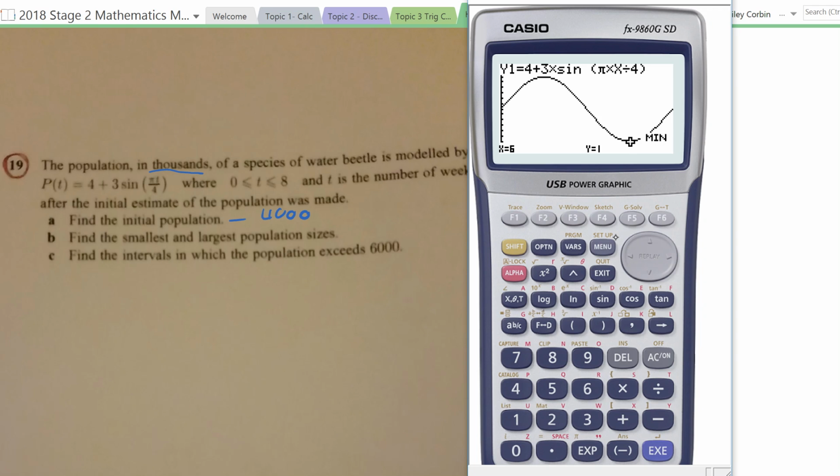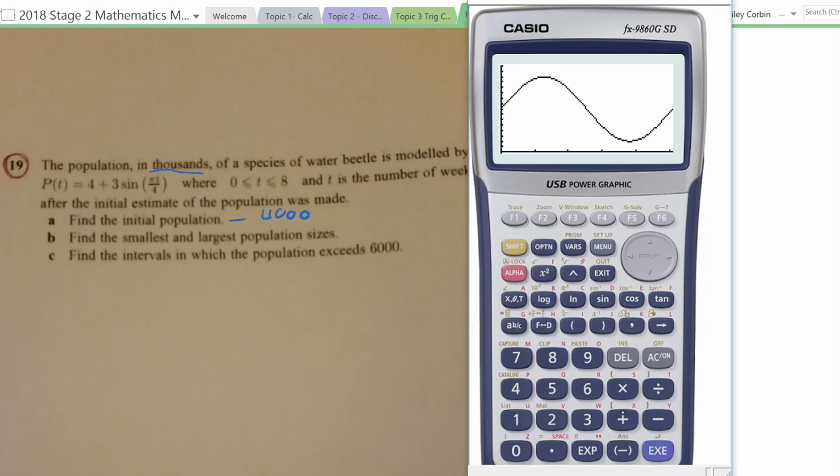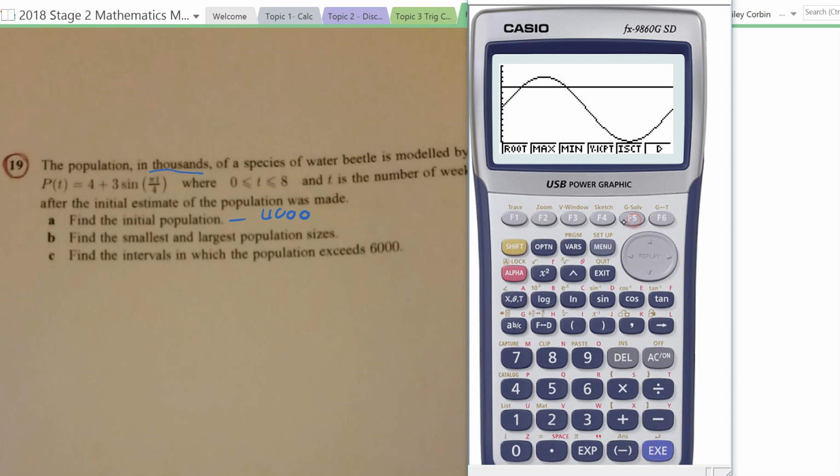Now find the intervals in which the population exceeds 6,000. We can put a line of 6 in, because it's in thousands, and find when the graph is above that line. It's above that line between time equals 0.93 weeks and 3.07 weeks. That's the time interval where the population is above 6,000.